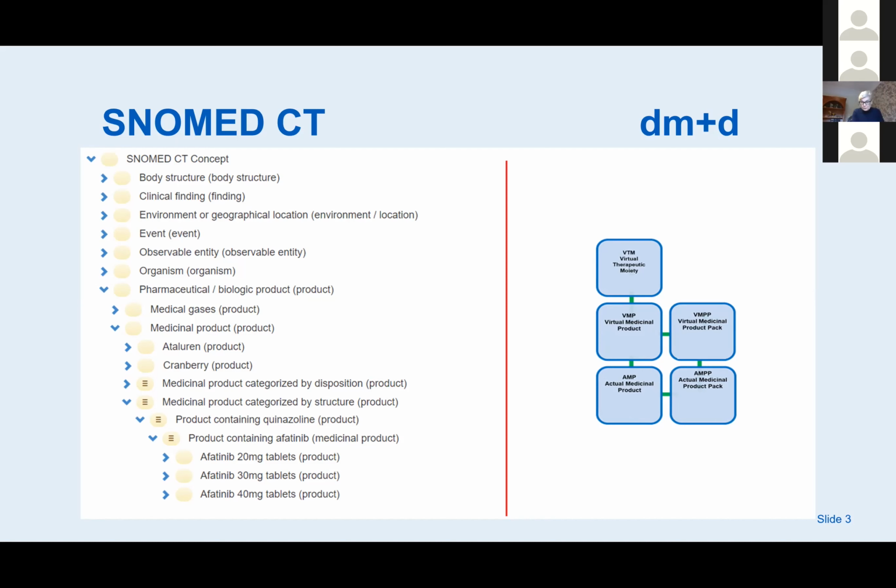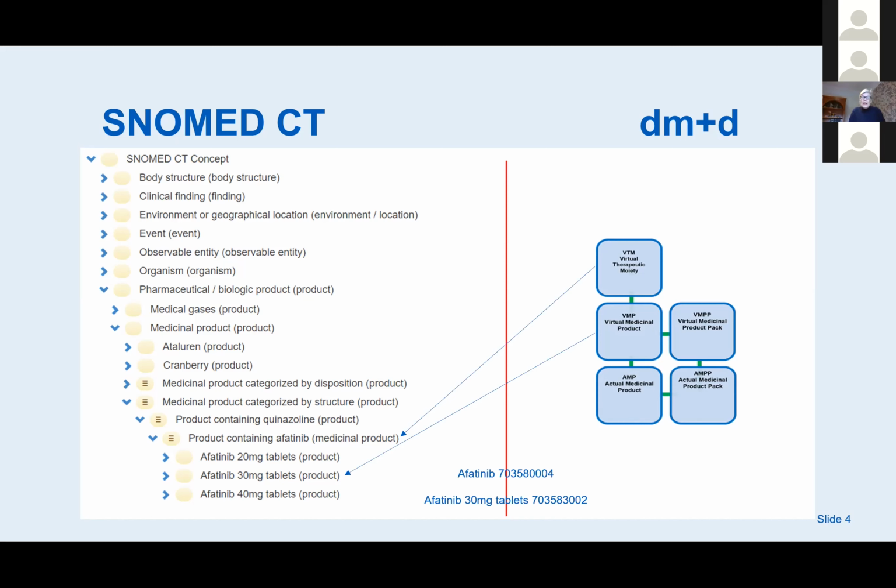On the right hand side of the screen, we've got the Dmd model, which is a 5-box model. So we have the VTM, the virtual therapeutic moiety, which is just the medicine thing, the afatinib, no presentation, no strength. We've got the virtual medicinal product, which is the generic product. And then we've got the actual medicinal product as we follow down, and that's the branded entity from a particular supplier. And then the two right-hand boxes are the pack presentation, so the pack of 20 tablets or 30 tablets or whatever.